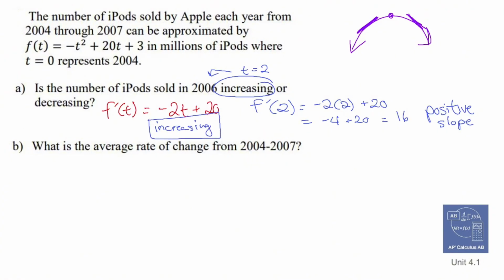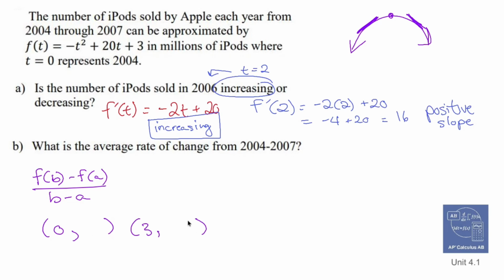Okay? Fun stuff. Now B is saying, what is the average rate of change from 2004 to 2007? So I'm going to use the average rate of change formula, which is f of b minus f of a over b minus a. The frustrating thing here is I don't have any information except for the fact that I can find out what my years are. 2004 is the year 0, which means 2007 is going to be 3 years later, the year 3.